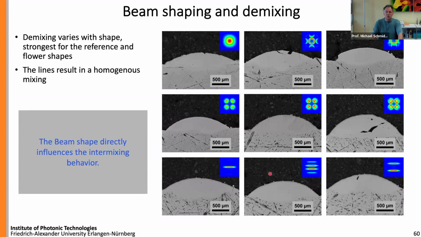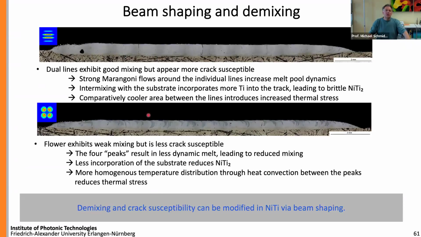So what we did, we chose 2 out of them. We chose this line profile or beam shape, and we chose this flower profile. And so we have dual lines here. They really do a good mixing, but we had the idea it might be, as you can see here, more crack susceptible than maybe others. Why the good mixing? This is just due to the temperature difference that we bring in. So let's say we intentionally create a stronger Marangoni flow than we maybe would need to, but this leads to the good intermixing of titanium and nickel.